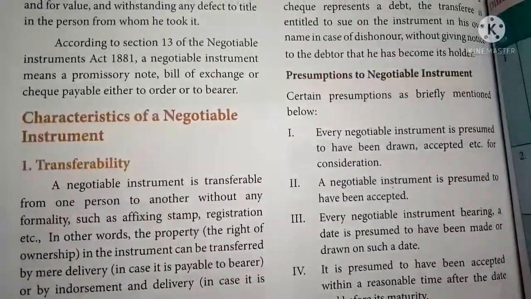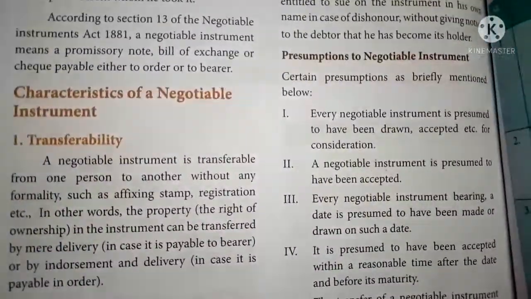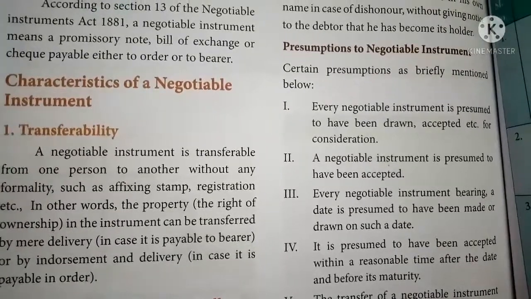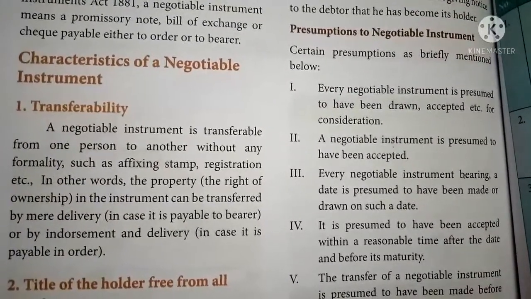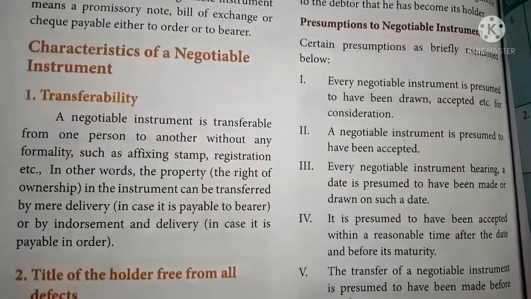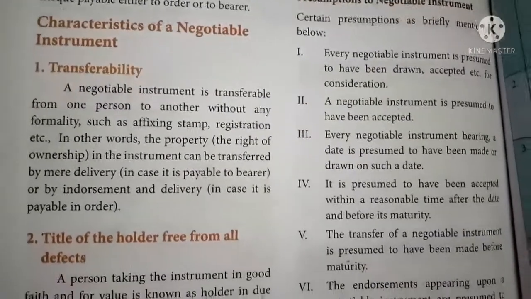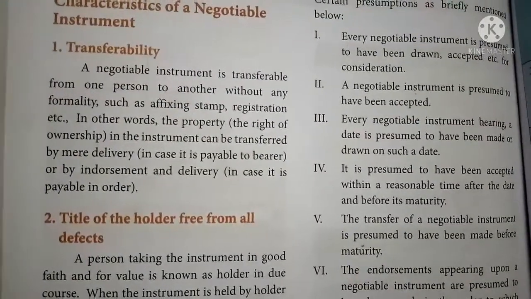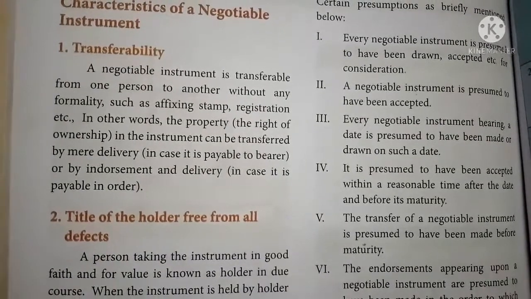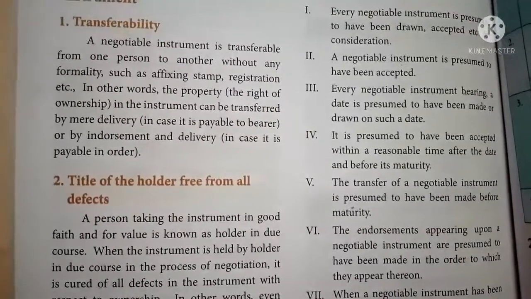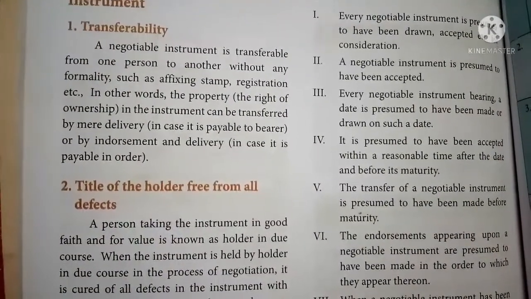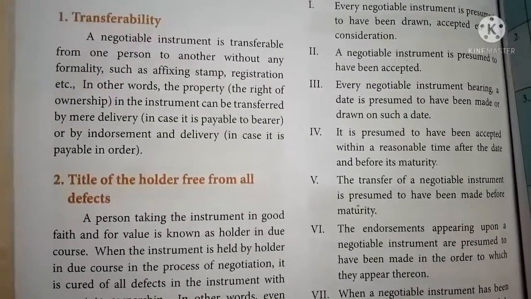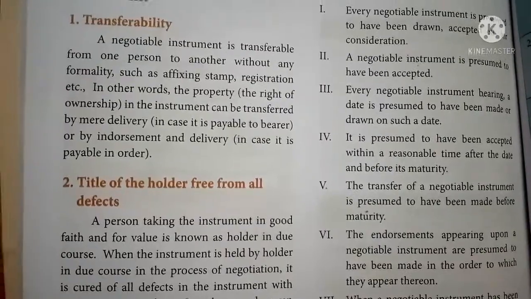There are some presumptions in the case of negotiable instruments, which are important points. Every negotiable instrument is presumed to have been drawn, accepted and so on for consideration. A negotiable instrument is presumed to have been accepted: if the bill is drawn on another person, that person should accept the bill. Every negotiable instrument bearing a date is presumed to have been made or drawn on that date. So it is very important to mention the date, and the date mentioned in the bill will be accepted.